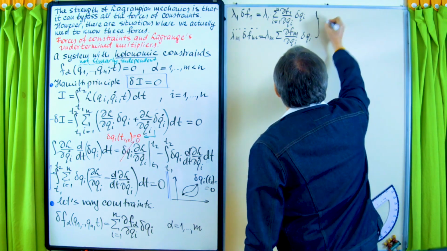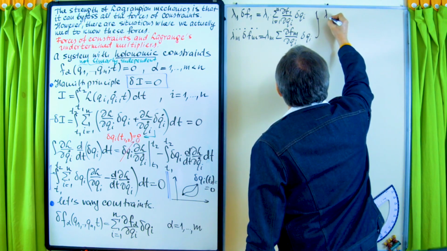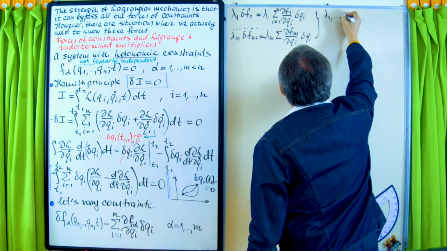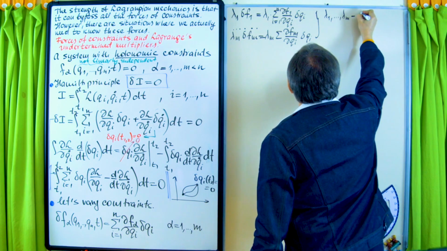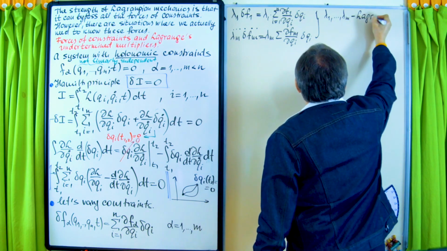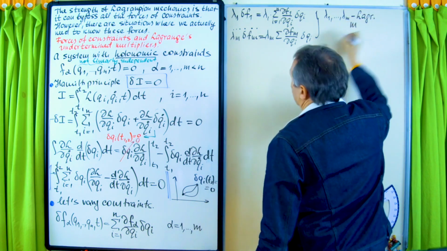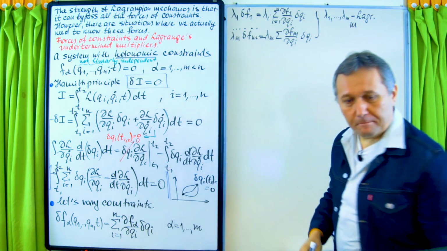Lambda 1 and all the way to lambda m. These are the Lagrange multipliers.